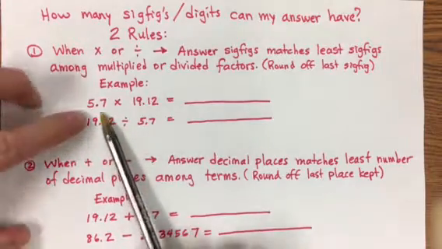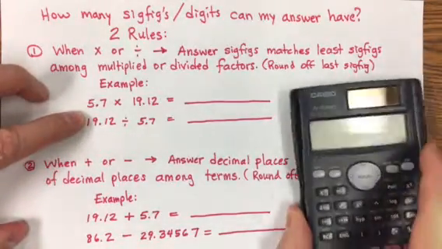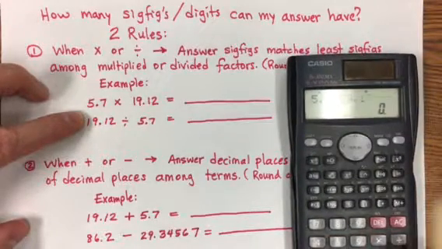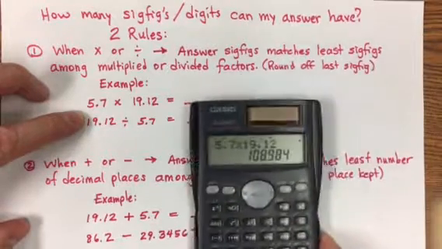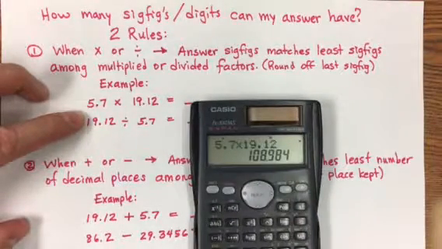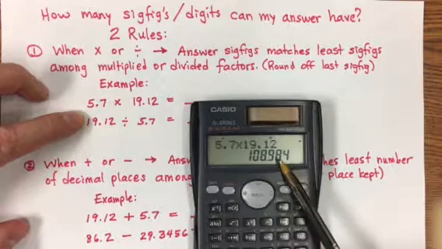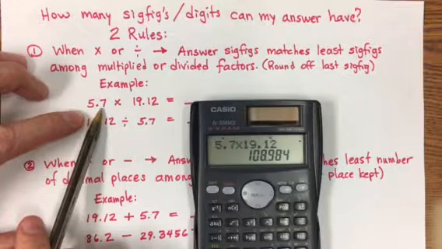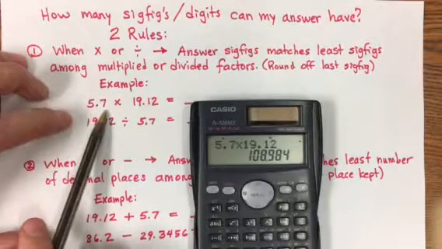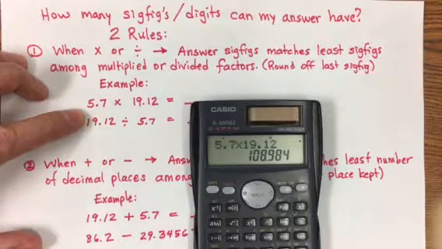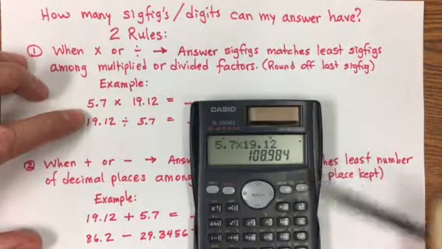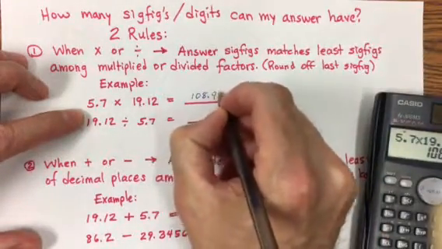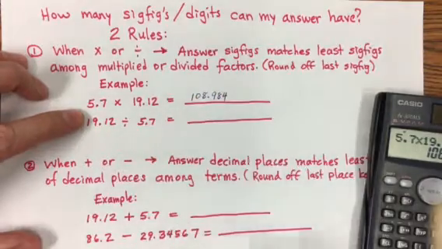Here's an example. 5.7 times 19.12 equals 108.984. But I cannot keep all of these digits because the least amount of significant figures in my multiplied factors was 2 significant figures in the 5.7. So in my answer, I can only keep 2 significant figures. So how do I represent 108.984 with only 2 significant figures?